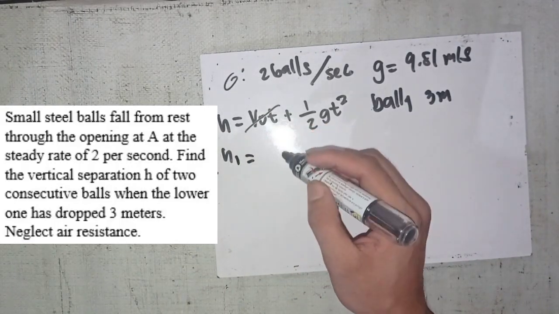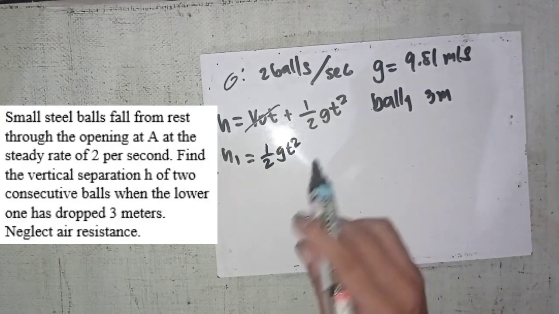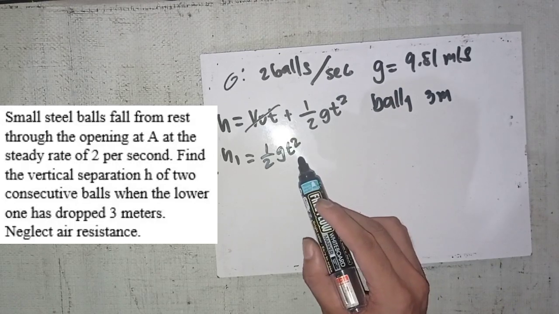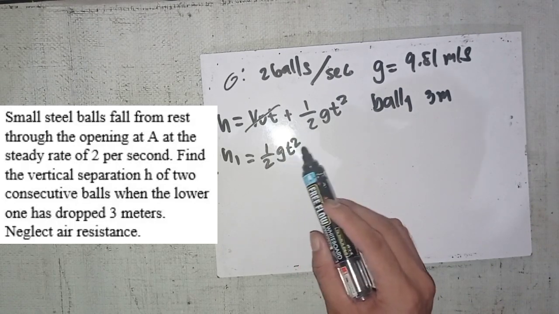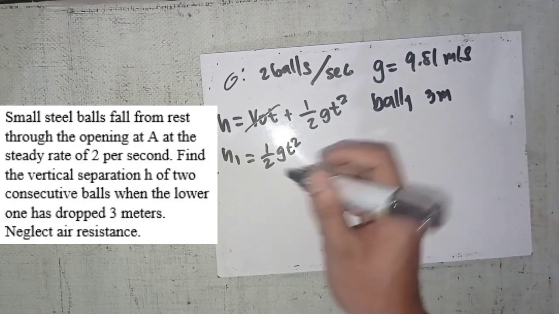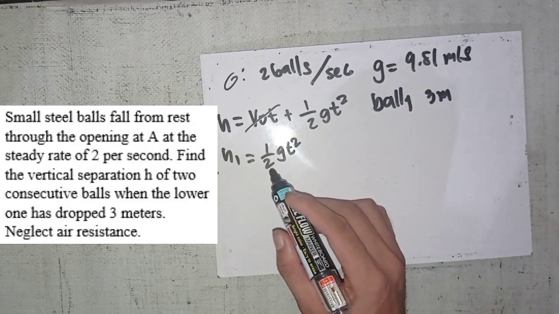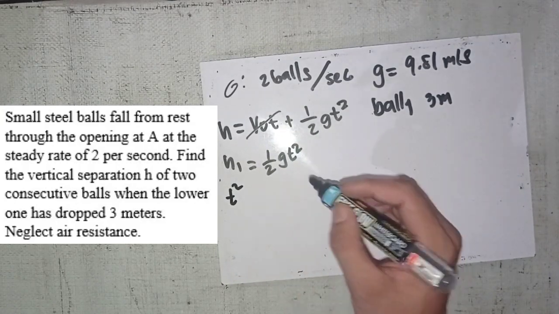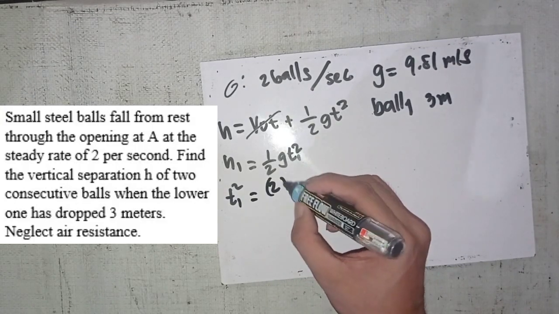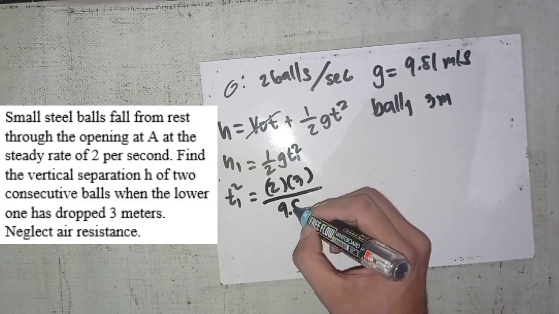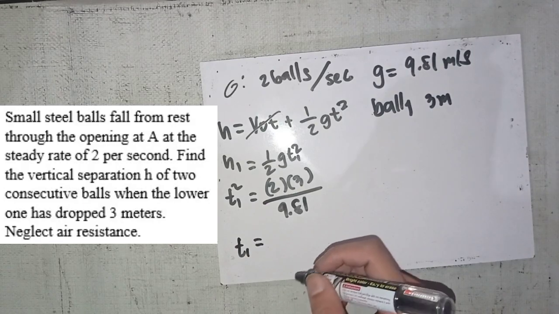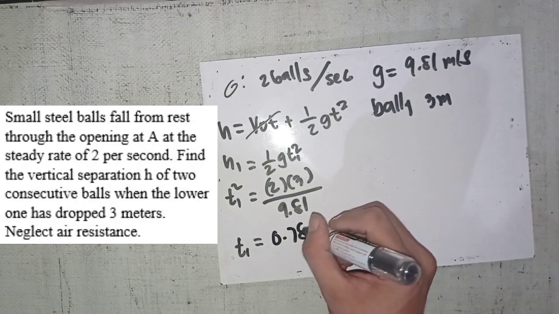So h sub 1 is equal to 1 half times the gravity times t squared. We need to find the time, since we are given the gravity and the height of 3 meters for ball 1. So we can simply arrange this into t squared: t sub 1 is equal to 2 times the 3 meters all over the gravity. Computing this in the calculator, what we have is 0.78 seconds.